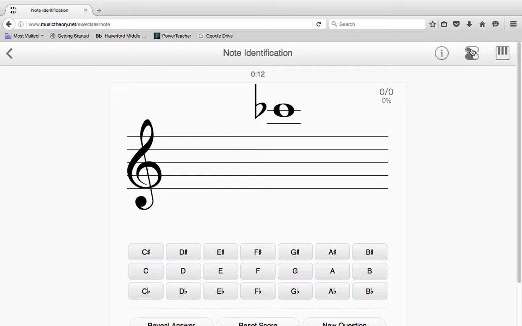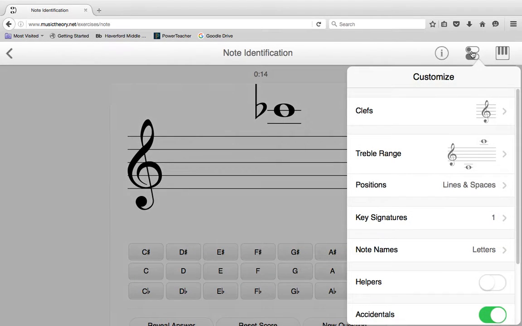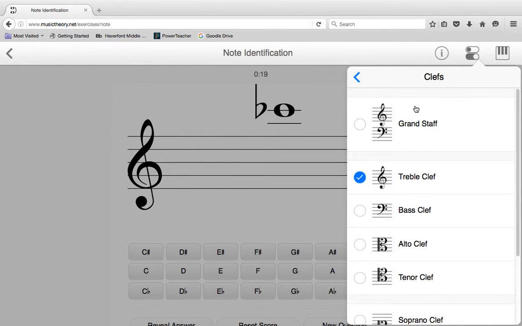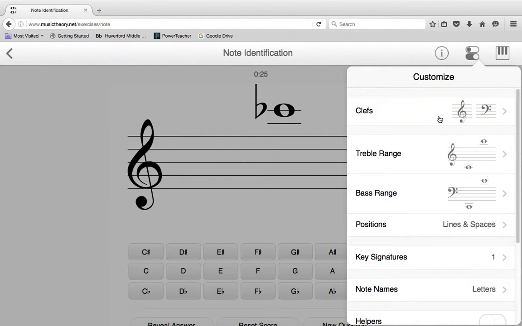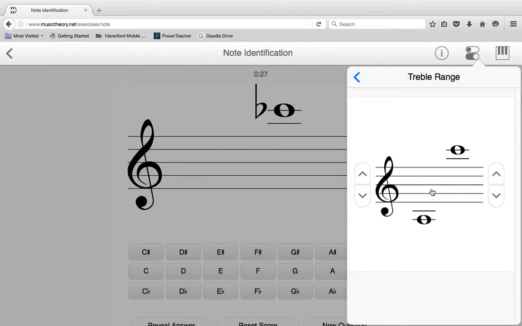So what you can do is click this button up here on the right hand corner, and you can customize what you like. So for the clefs, my class knows both treble clef and bass clef. So I would click both. Okay? Then hit back. Treble range. That means in the treble clef, how low do you know your notes?